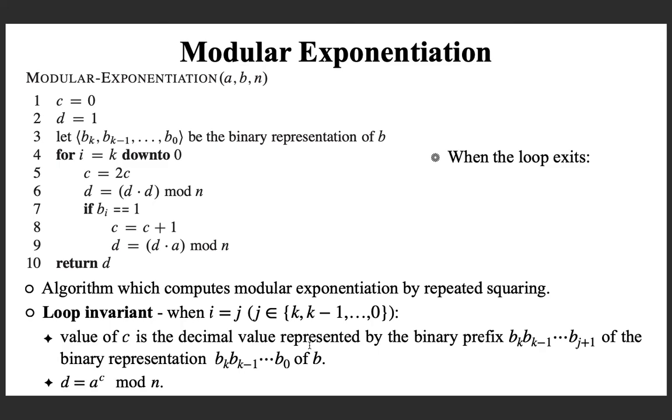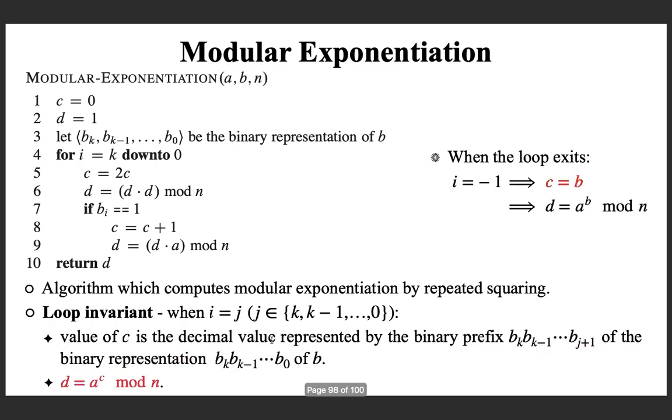When the loop exits, what must be true? I must be minus 1, because i should vary from k to 0. So when i becomes minus 1, the loop exits. So what can be the value of c? From the loop invariant, we know that it must be represented by the entire binary string, which is exactly the value of b, because i came to minus 1. Now the prefix is the entire binary string representing the value of b. So c is nothing but b.